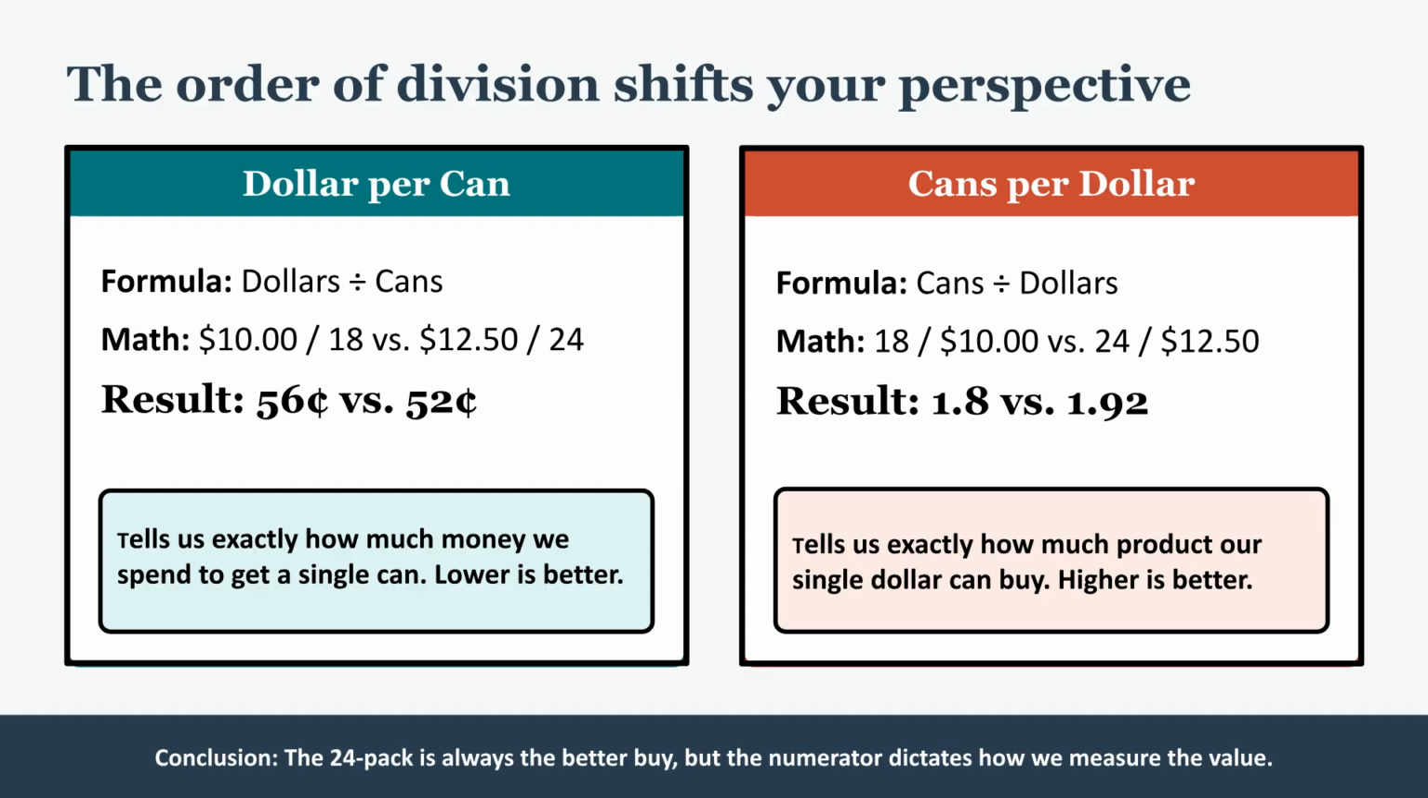The order of division changes your perspective. Dollars per can shows how much you pay for one unit, while cans per dollar shows how much you get for your money. Both reveal which option is the better deal.